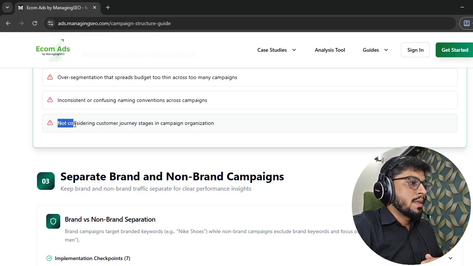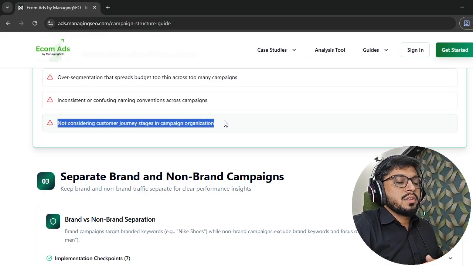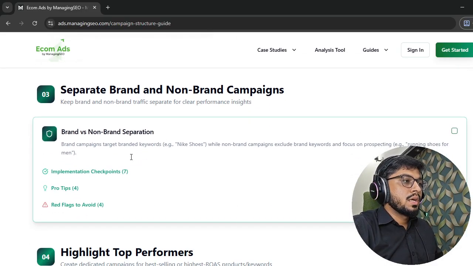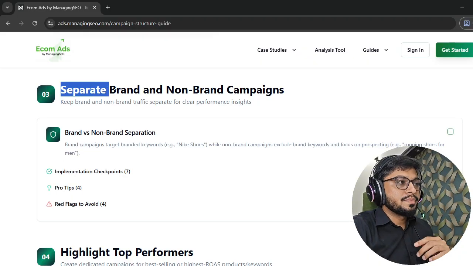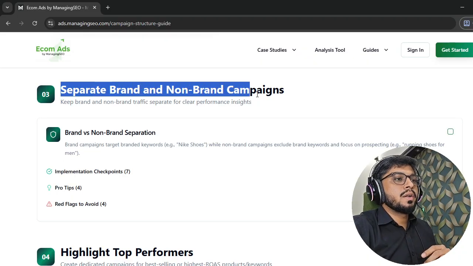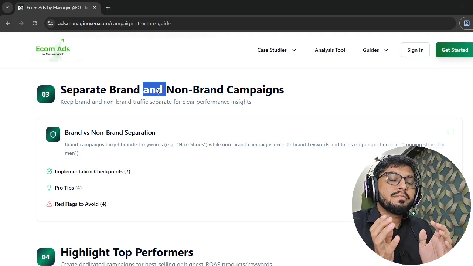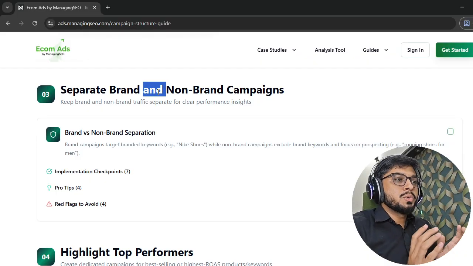And not considering the customer journey. Okay, obviously this is very important as well, but I'm not going to explain. Anyways, I'm going to move forward to the next part: separate branded and non-branded campaigns. This is also very important. You should not have branded keywords in non-branded campaigns.